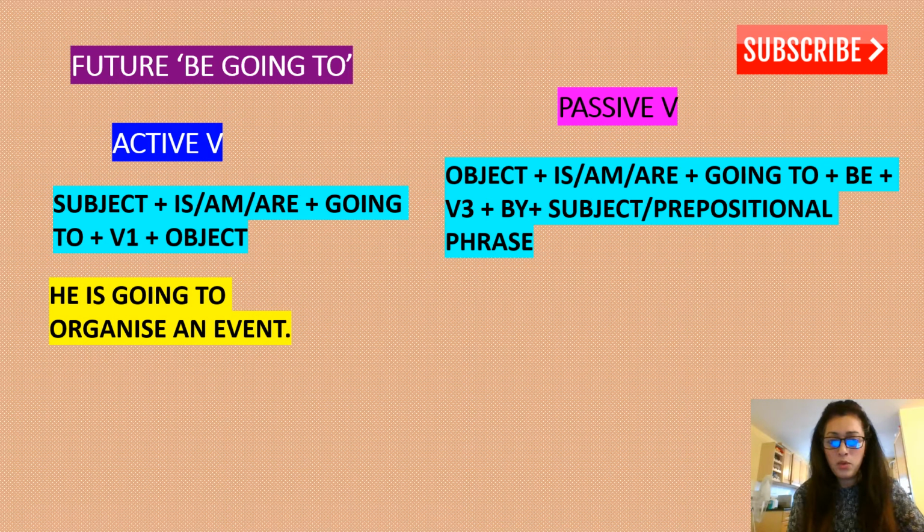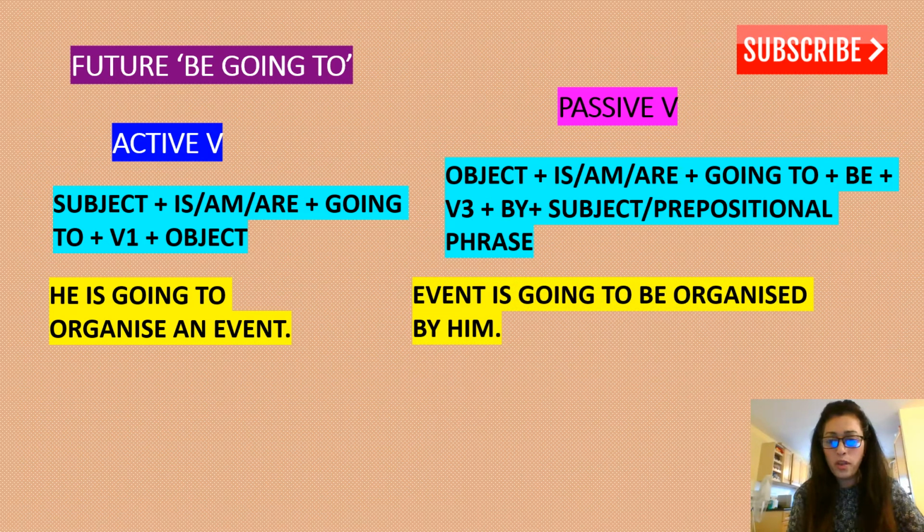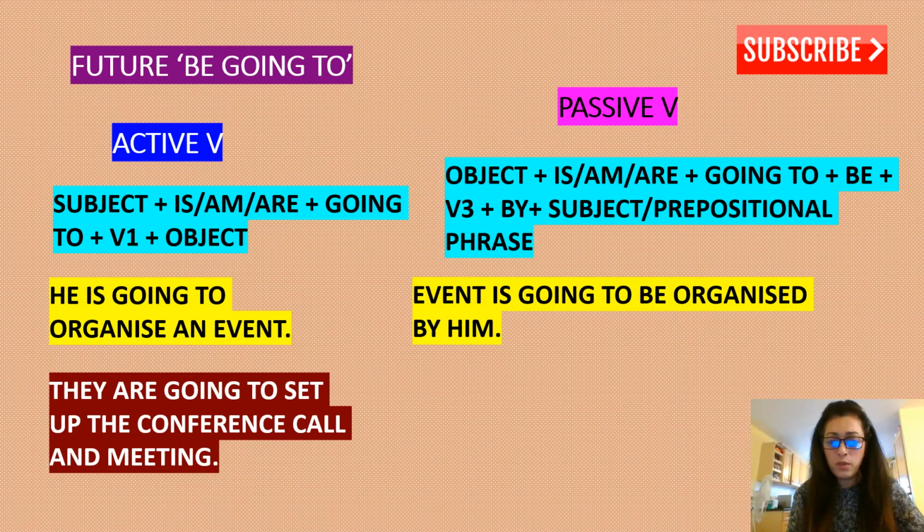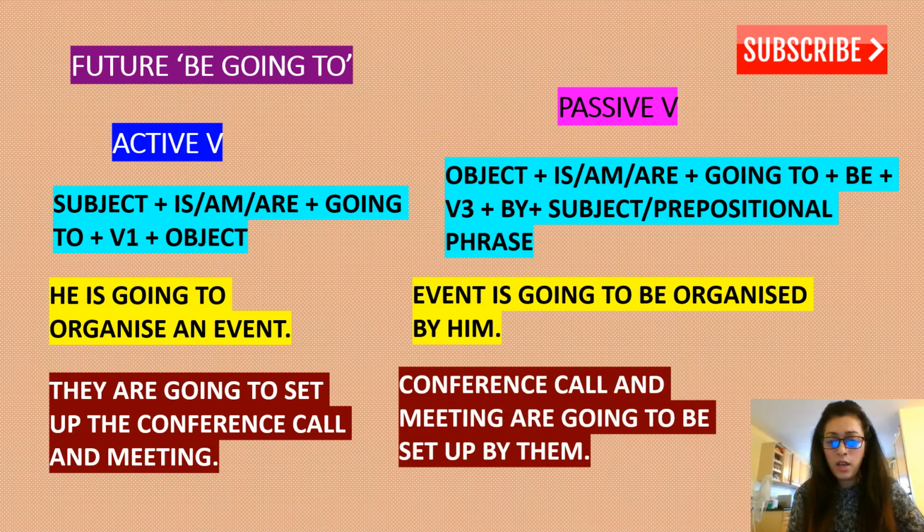Now, the first sentence will be, he is going to organize an event. Event is going to be organized by him. They are going to set up the conference call and meeting. Conference call and meeting are going to be set up by them.